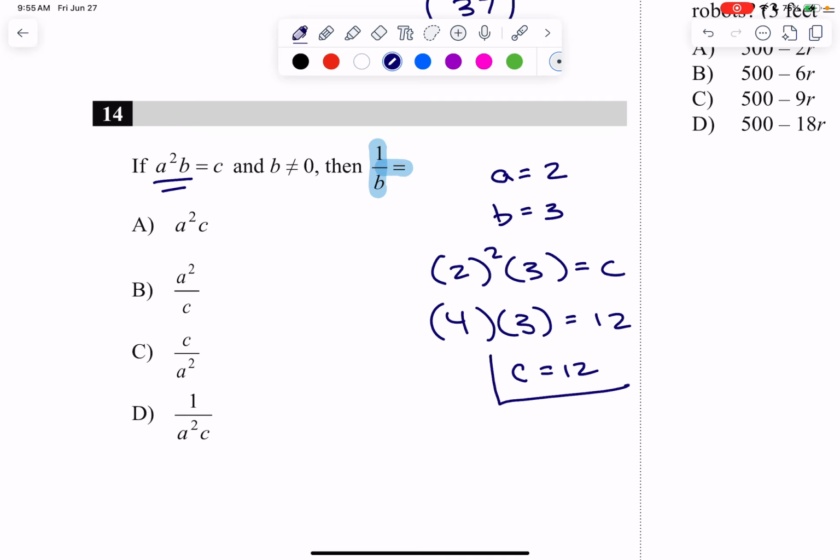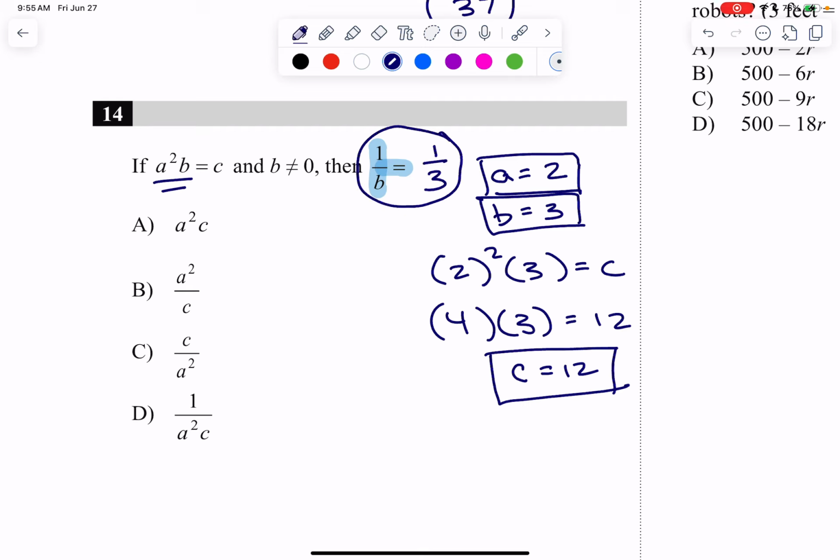Let me box up the numbers that I picked here. Picked and solved for, really. And let's see, what is it that I'm solving for? I want 1 over b, in real numbers, that my b is 3. So in real numbers, it would be 1 over 3. That's what I'm looking for. So in goes the box, out comes the circle. I'm going to put 2 and 12 into the answer choices and see which one gives me 1/3.